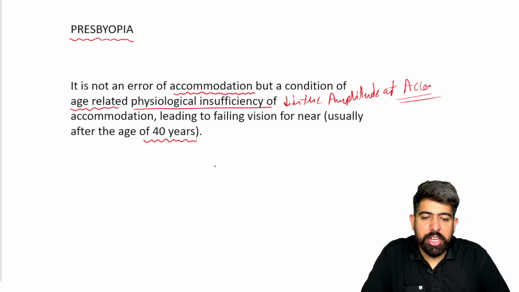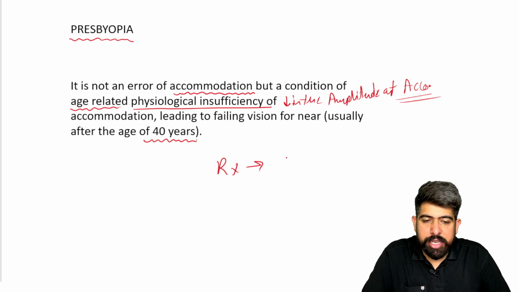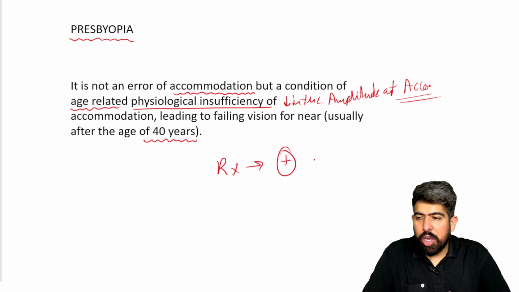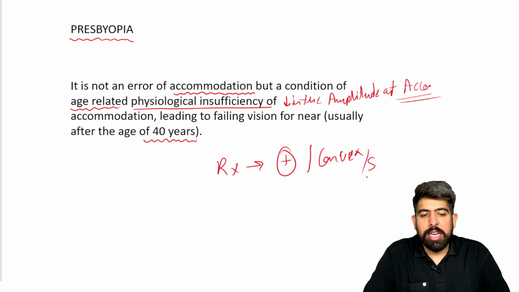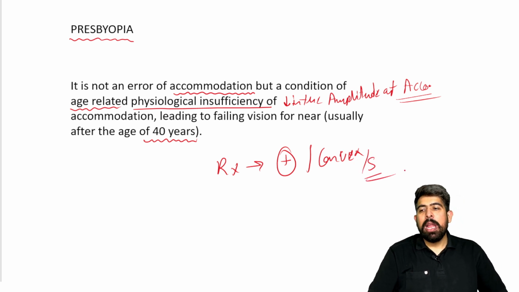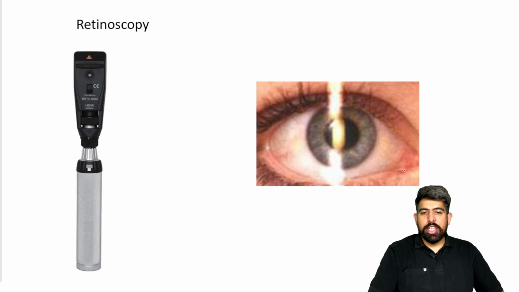So what will we do in the treatment? Can anyone tell me? As the near object is not visible, we'll give the plus lens, or the convex lens, right? The convex lens should be given in a spherical form. Please remember, it should be given in spherical form. So we'll give the plus lens or convex lens in spherical form in presbyopia.